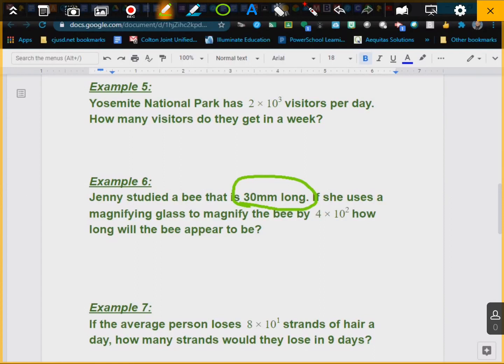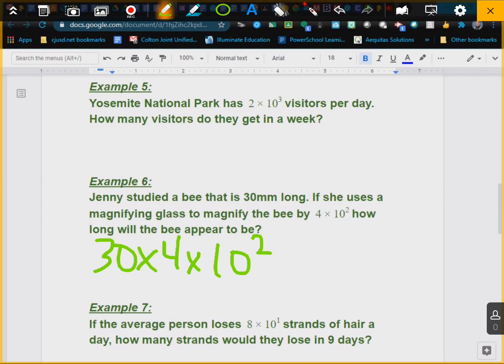Actually, I'm sorry. It looks like it's not important information, but it actually is. I meant to say 30 millimeters long looks like it's something that we don't need, but it actually is something we need, because what we're going to do is 30 times 4 times 10 to the second power. That's going to show us the final length. So the bee is actually 30 millimeters long, but when we magnify it, we're going to find out how long it's going to appear to be.